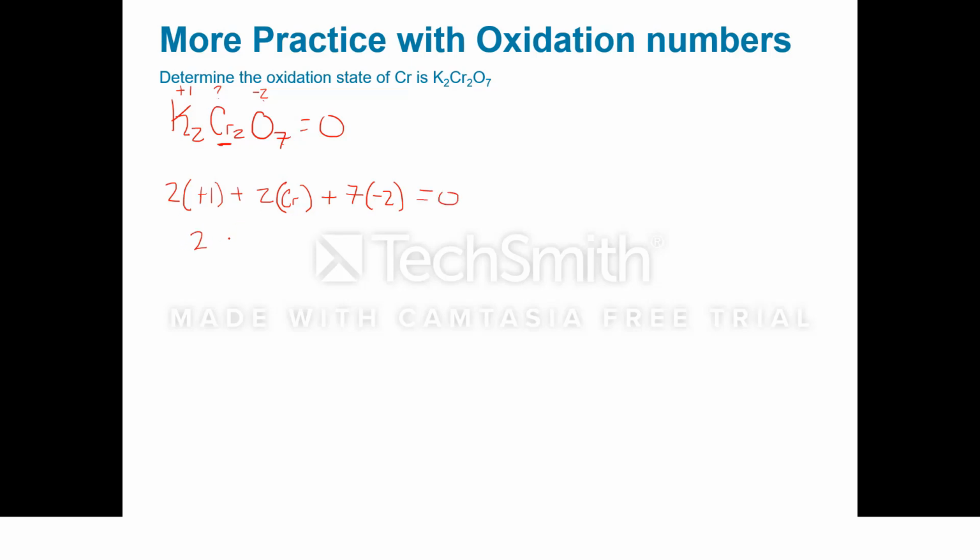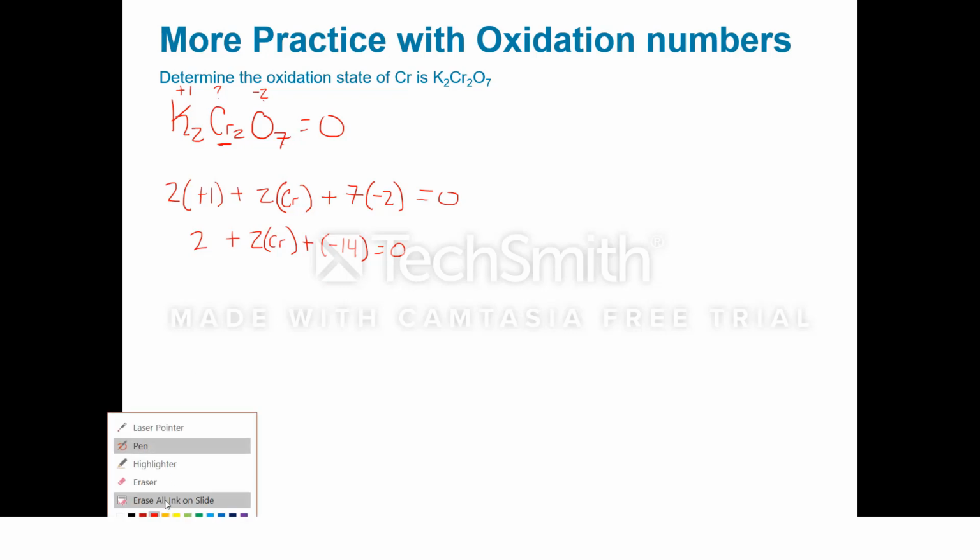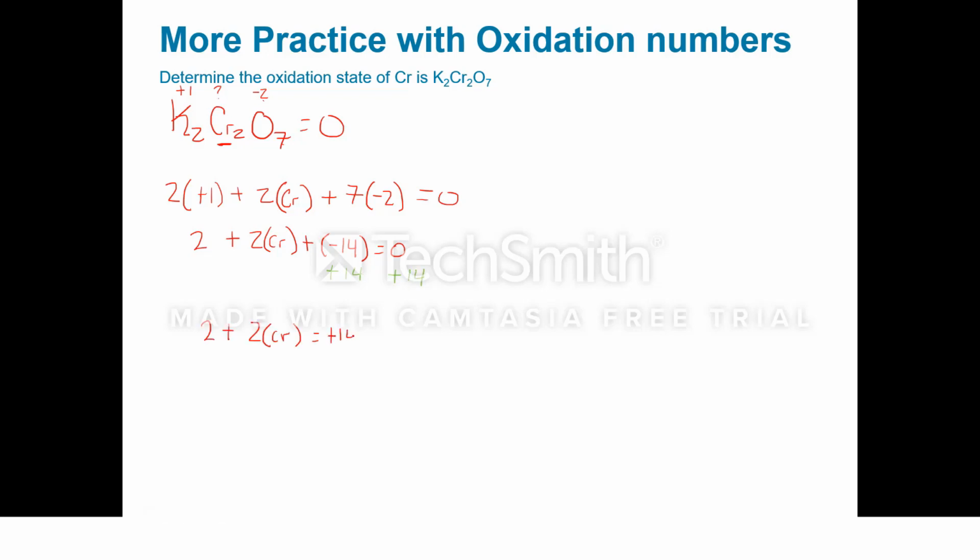Now let's solve for our unknown. Okay. So 2 times +1 equals +2, plus 2 times chromium's oxidation number, plus 7 times -2 is -14. Now we have to add +14 to each side of the equation to solve for our variable. Okay, now we just bring these down and subtract 2 from each side of our equation.